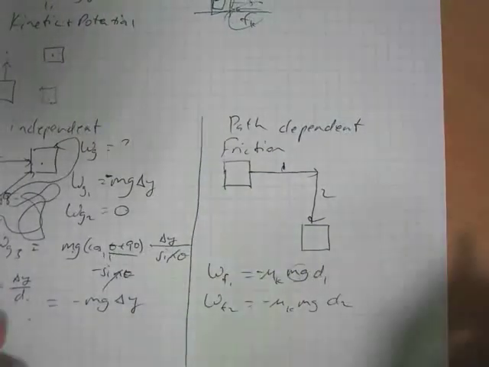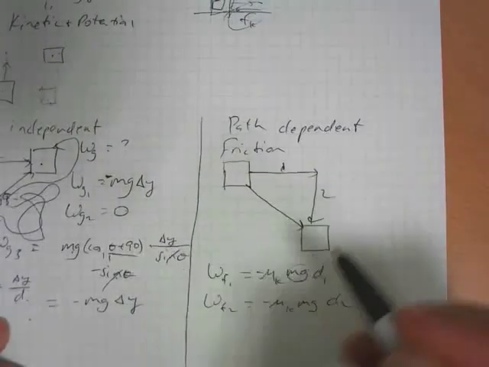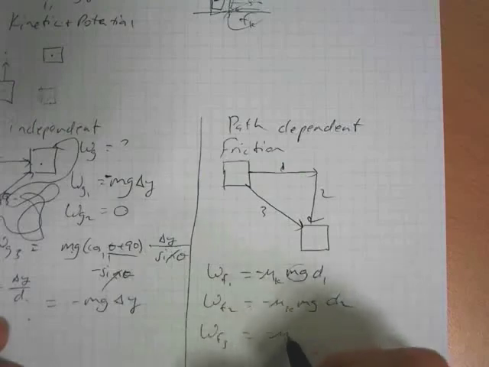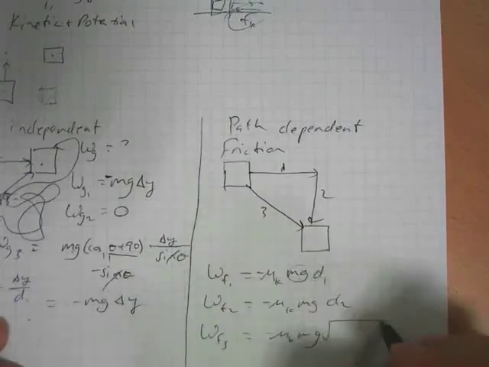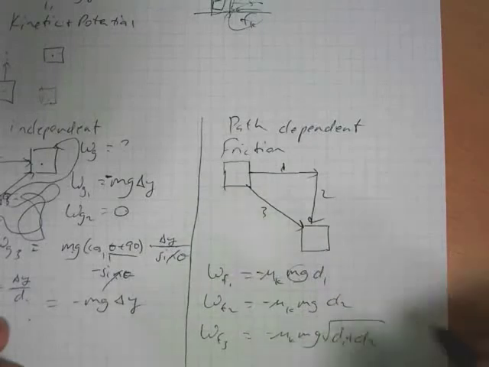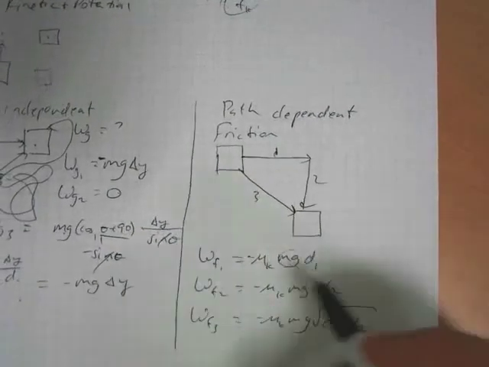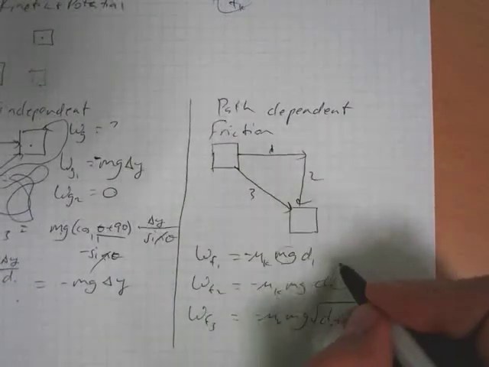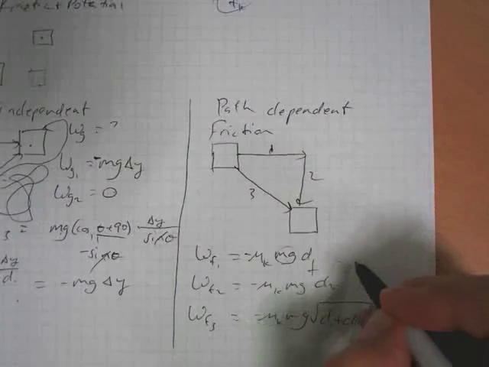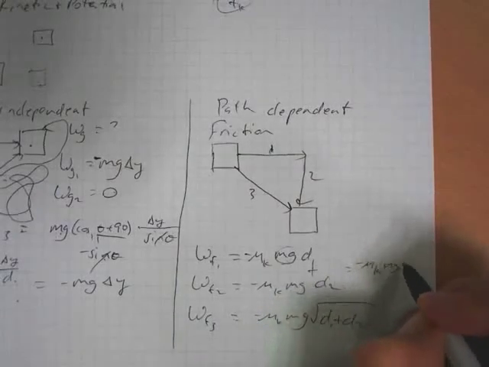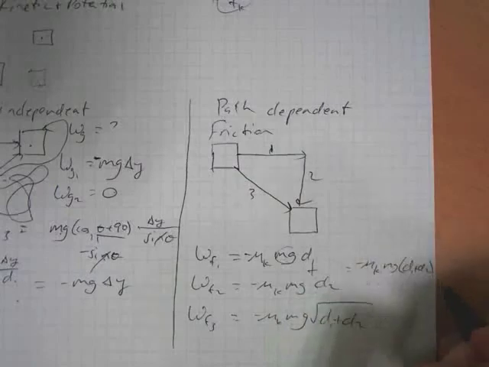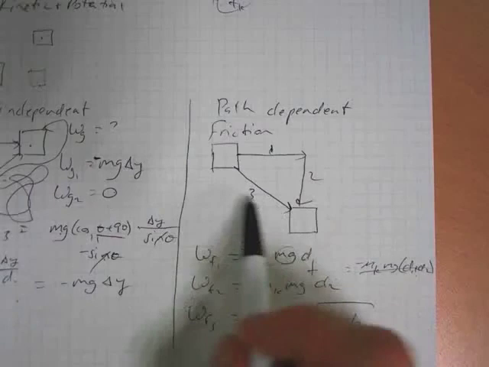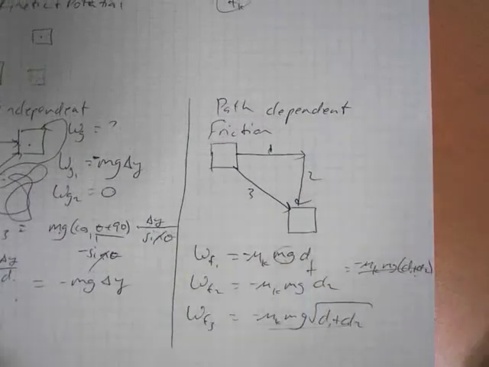If we take it diagonally, path 3, the work done by friction on path 3 is equal to minus mu k mg times that distance, which is the square root of d1 squared plus d2 squared. It's the hypotenuse. So if we go on paths 1 and 2, the total work done, adding those together, is minus mu k mg times d1 plus d2. Whereas here, it's minus mu k mg times the square root of d1 squared plus d2 squared. So the path matters for friction. Friction is a non-conservative force.